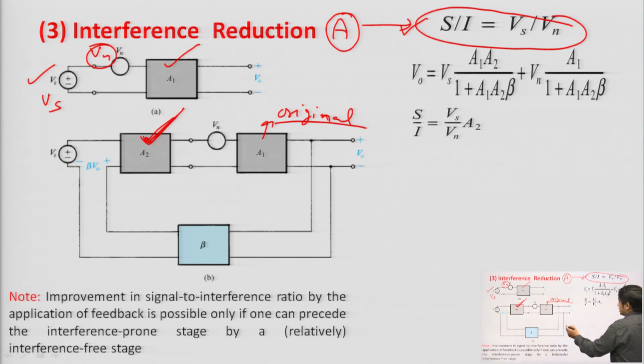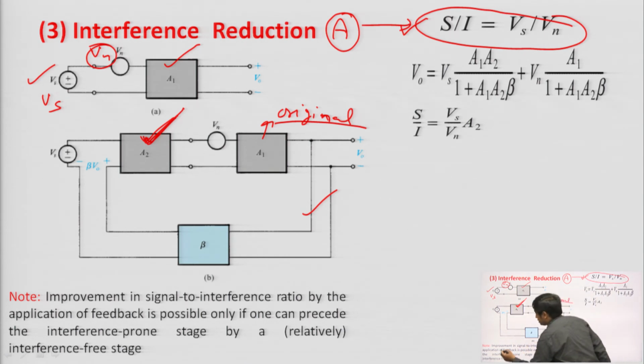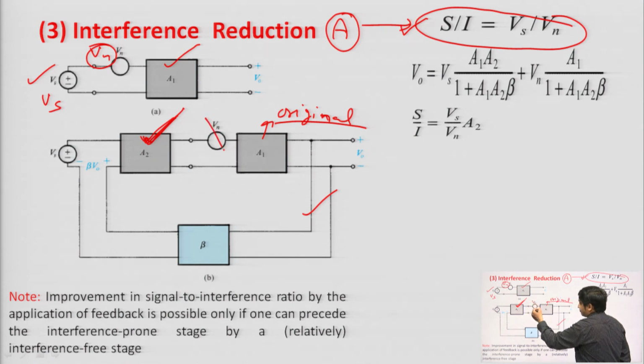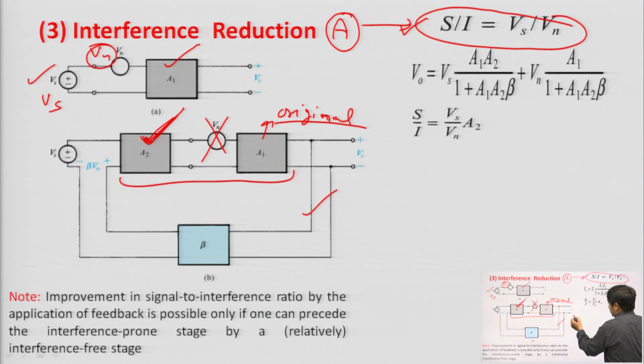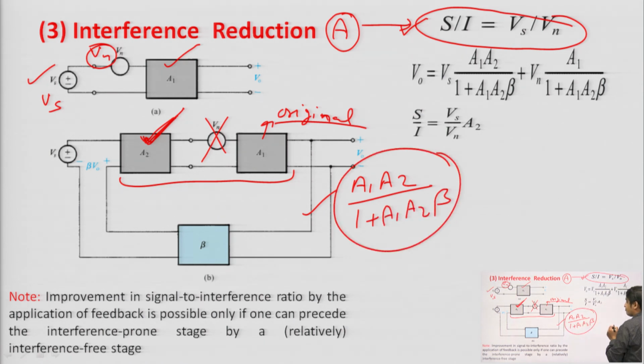Now, for the second circuit, just see what V naught is. We can calculate the value of V naught with the help of superposition. Firstly, if we remove this Vn source here, what will be the value of V naught? Now A1 and A2 will be in cascade. So, V naught will be equal to A1 A2 upon 1 plus A1 A2 into beta, and of course, multiplied by Vs.